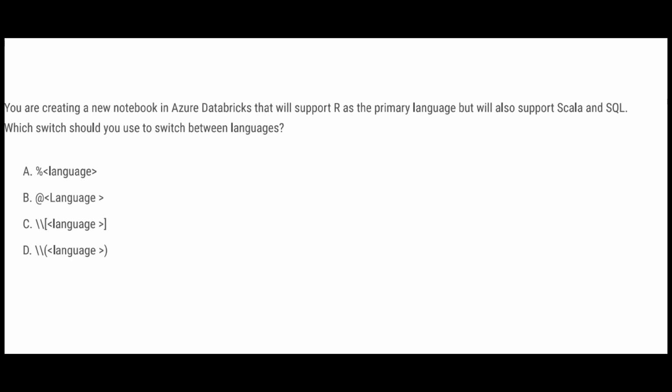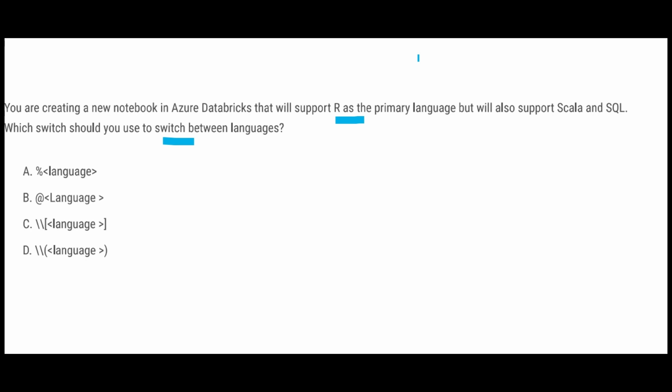Let's look at this question now. You are creating a notebook in Azure Databricks, and that will support R as a primary language, but will also support Scala and SQL. Which switch should you use to switch the languages? Okay, so that means you need something. Listen to me carefully. You need something which can support multiple languages, and you should be able to switch.